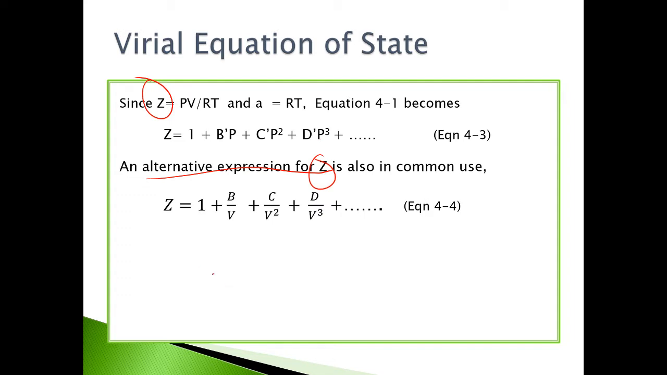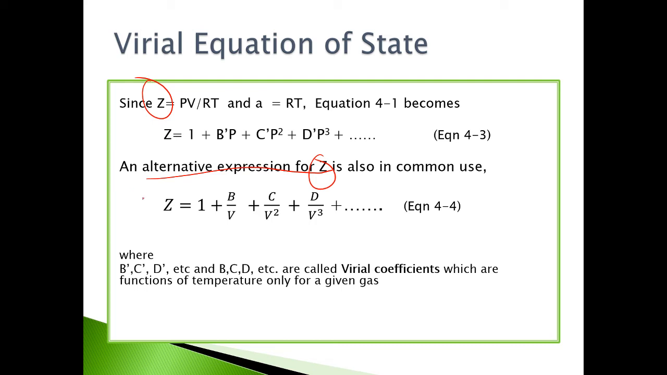Ibalik natin yung equation na instead of in terms of pressure, in terms of volume. Okay? So, ito, yung B prime, C prime, at saka yung B, C, D, virial coefficients din siya. O, katulad lang siya nung virial coefficients nung una nating equation. And again, same lang din in terms of, functions of temperature din siya.